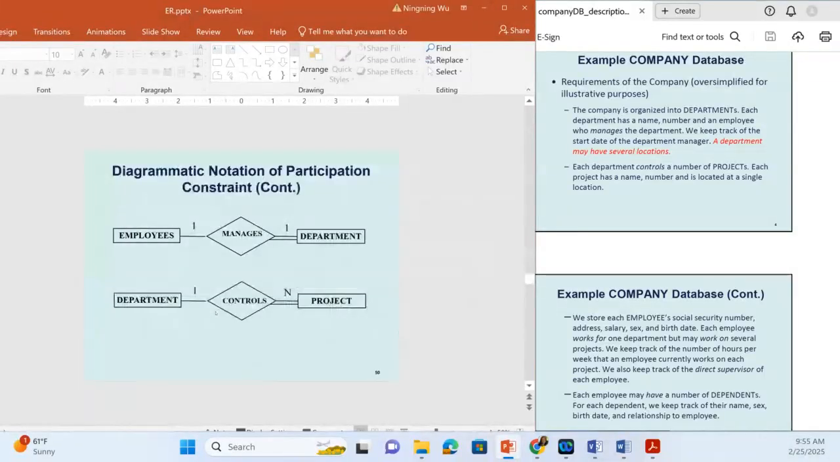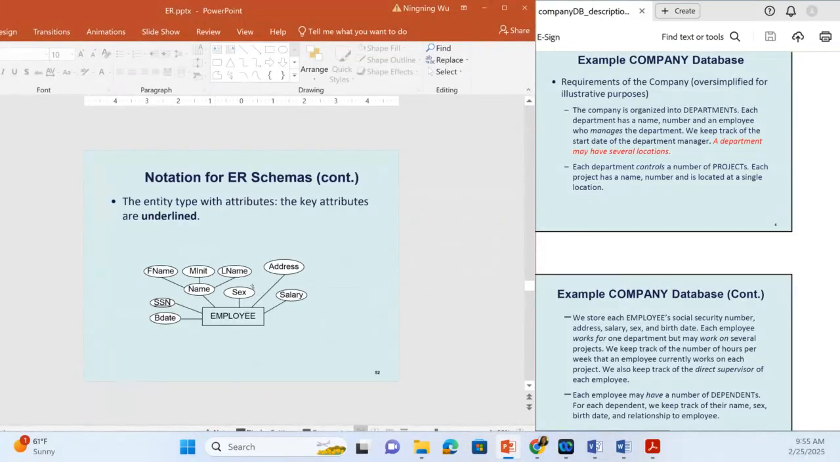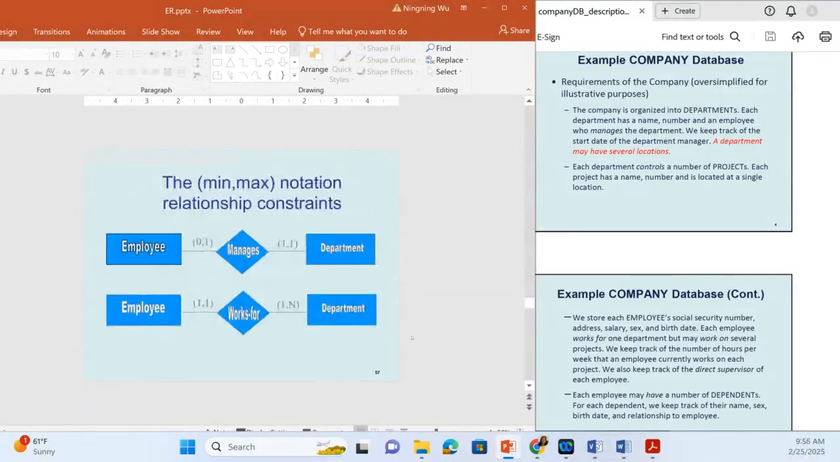So we finished discussing relationship constraints. I want to introduce one more, which is the minimum-maximum notation. Recall that cardinality ratios and participation constraints represent a maximum number and a minimum number of relationship instances an entity can take. Another notation is called the minimum-maximum notation. It's very similar to the cardinality ratios and participation constraints, but here we just use numbers to represent them.